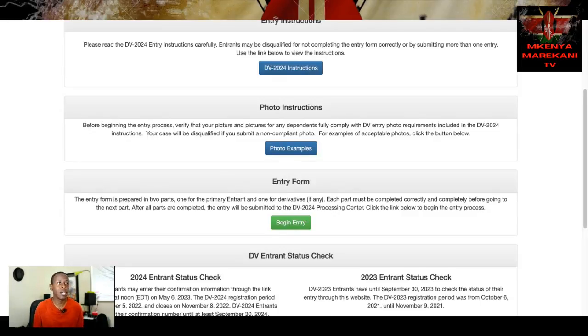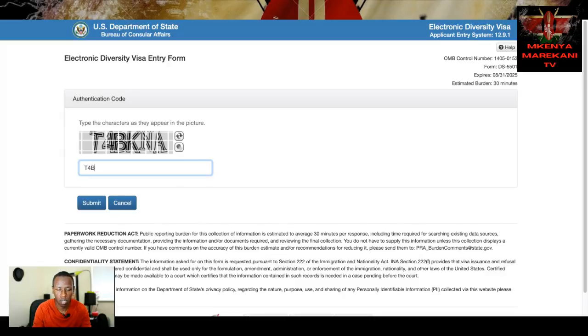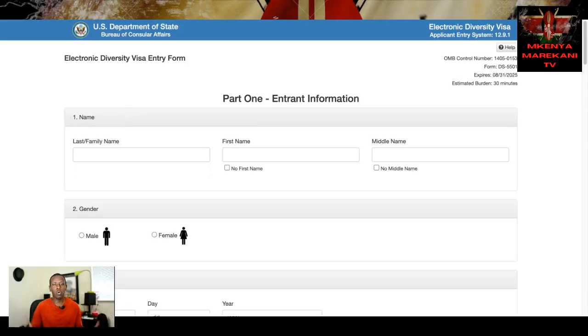So that's why I always tell guys, it's good for you to just fill this green card yourself. It makes work very easy because you know all your information. You know where you were born. So let's click at the begin entry. That's the green part. After you click the green part, you will see some authentication code. Let me just type it. That's T4BKNA. Then submit.